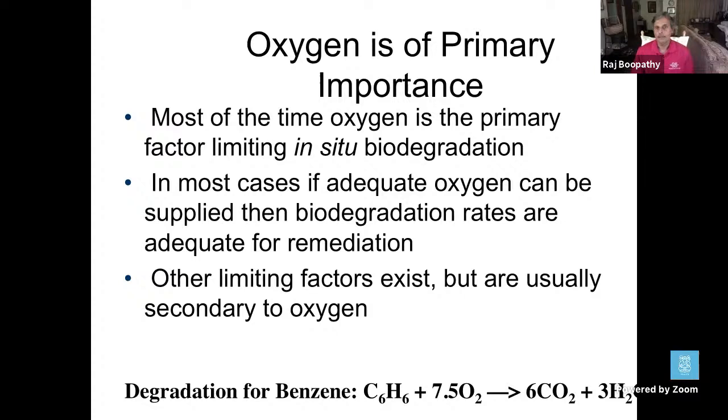Again, oxygen is the primary source. Most of the contaminated sites are cleaned up by aerobic processes because aerobic bacteria are faster than anaerobic bacteria. And here's a typical example of how much oxygen is needed for a typical benzene toluene compound, and what product you get. Everything is converted to carbon dioxide and mineralized. Okay, so in most cases, oxygen is all you need to supply, and everything else is in place.